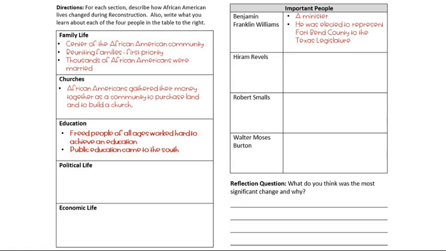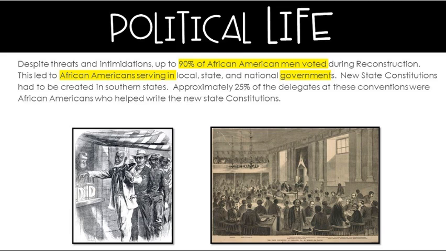Now let's talk about political life. Despite threats and intimidation, up to 90% of African American men voted during Reconstruction. This led to African Americans serving in local, state, and national governments. New state constitutions had to be created in the southern states. Approximately 25% of the delegates of these conventions were African Americans who helped write the new state constitutions.